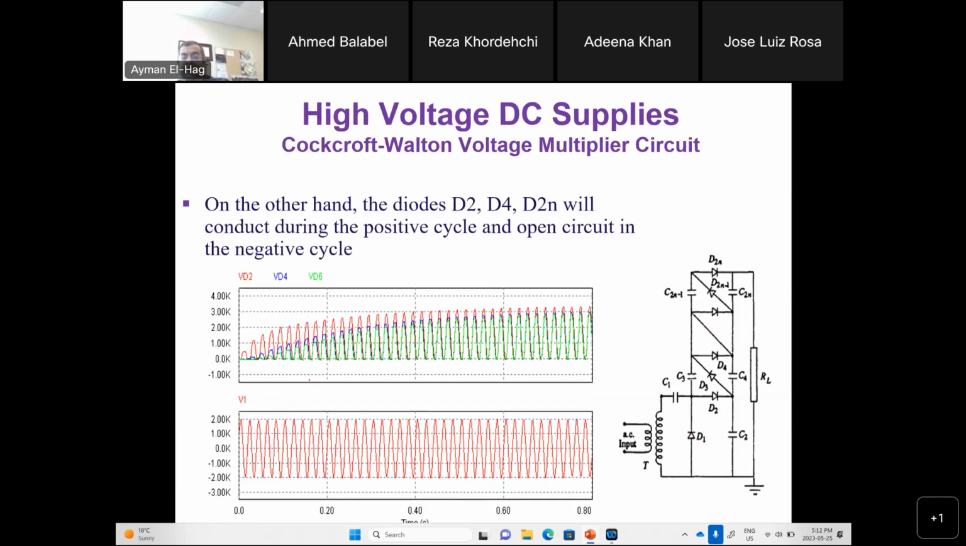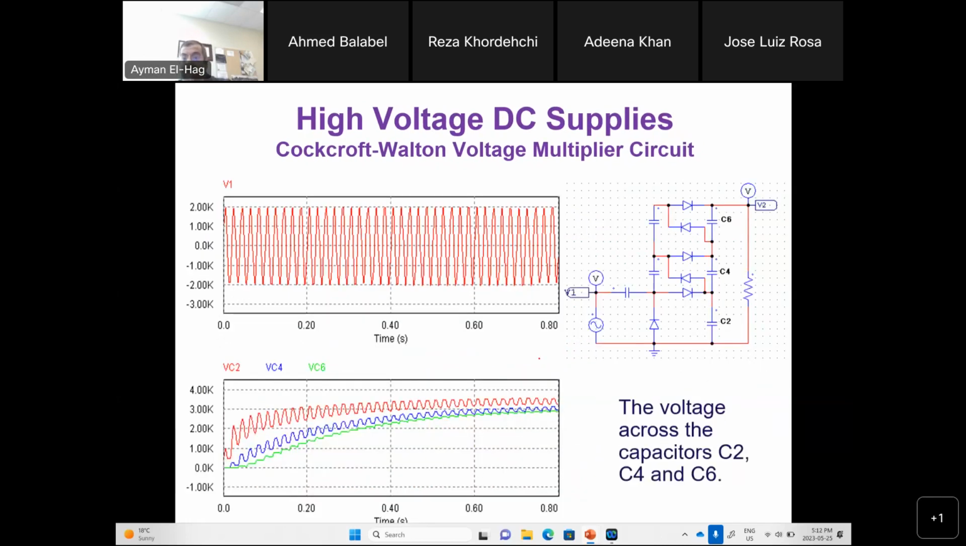On the other hand, D2, D4, D6 will conduct during the positive cycle. We have seen that D2 in the positive cycle will conduct. Same thing for D4, the same thing for D6, and so on and so forth. And these are the voltages across them. Now, this is a 3-stage multiplier. This is your input. This is your V1. This is your input here.